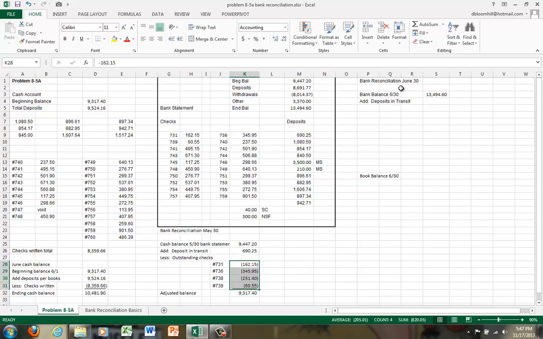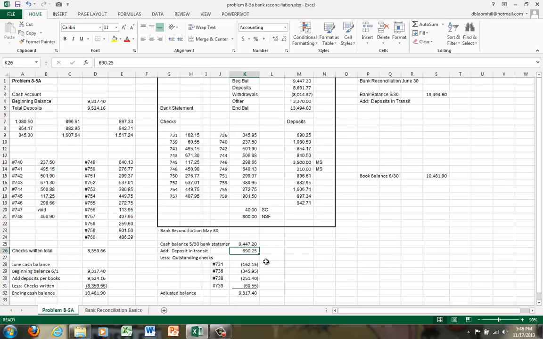So what we're going to do as of June 30th is take a look at our bank balance. Our bank says we have $13,494.60. Then we take a look at our book balance. The book says we have $10,481.90, and we have to figure out what is actually the true bank balance. So now we're in a search for discrepancies. A discrepancy is everything that doesn't match. If we tick off everything that does match, we'll wind up with everything that doesn't match.